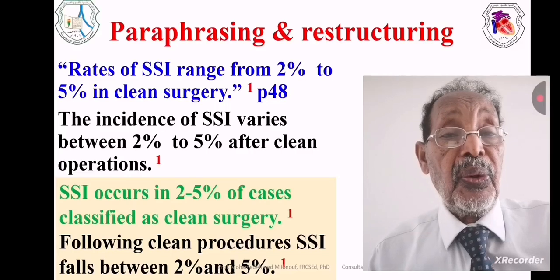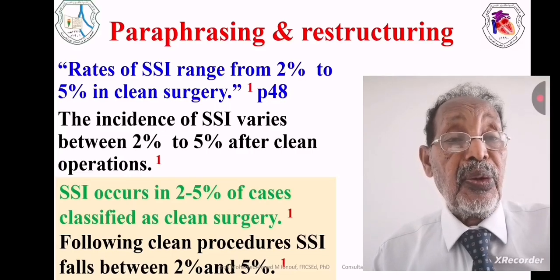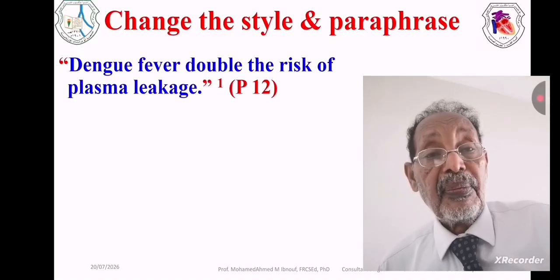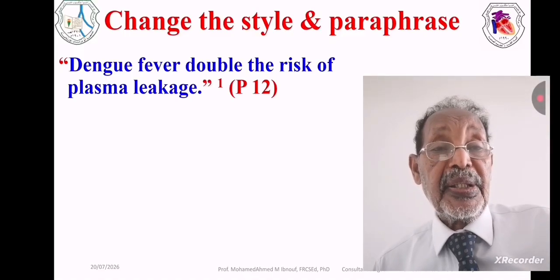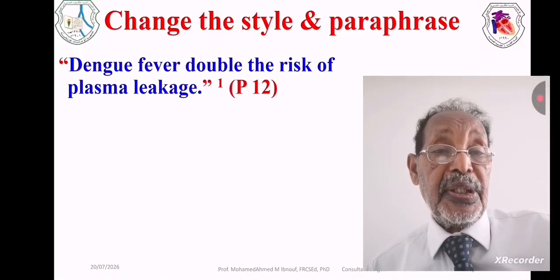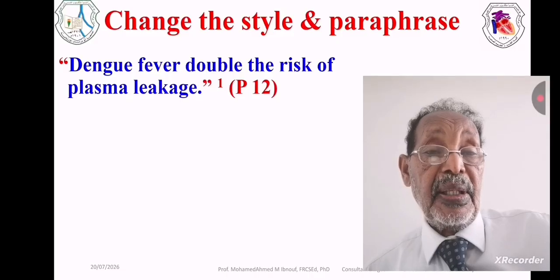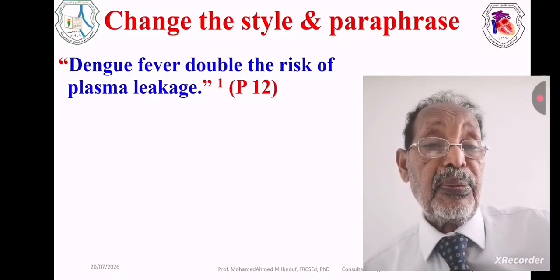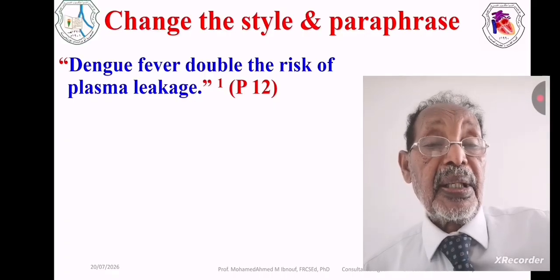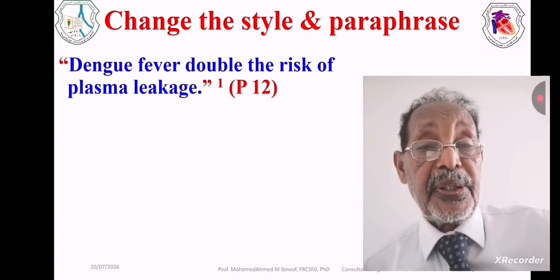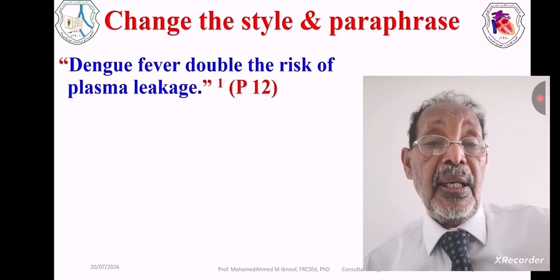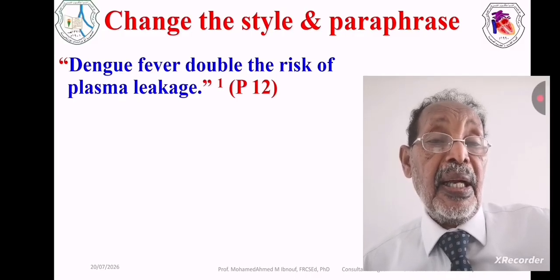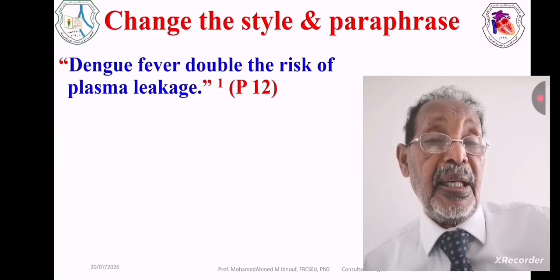Let us go on again to another example of paraphrasing, restructuring of sentences. We would like to change the style of this quotation, which is written between quotation marks. And it is a quotation because it is between quotation marks and it is followed by the citation number and the page numbers. It says dengue fever double the risk of plasma leakage.